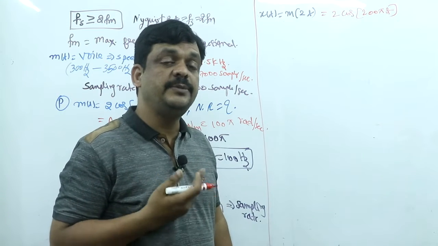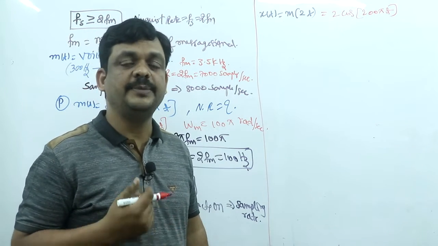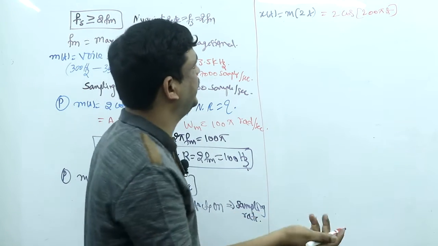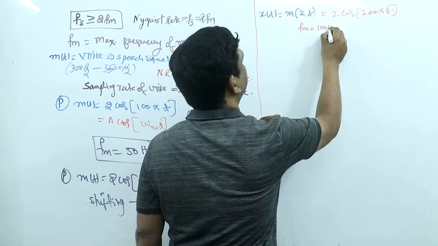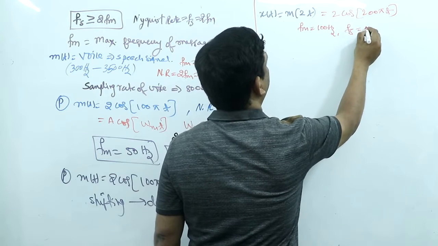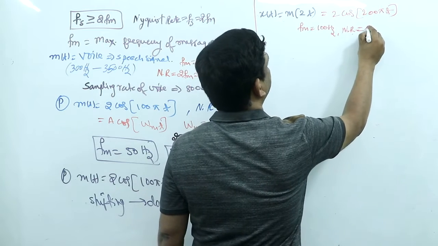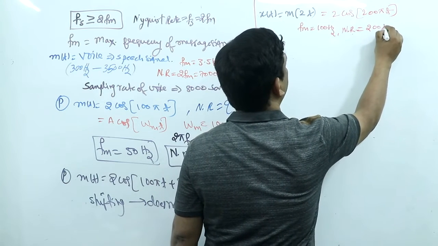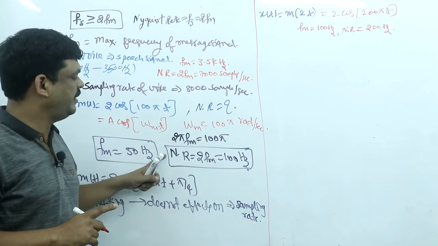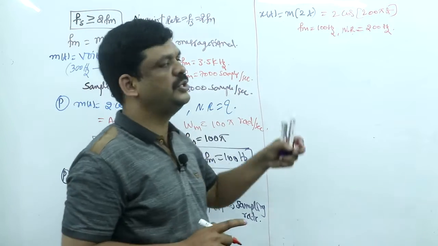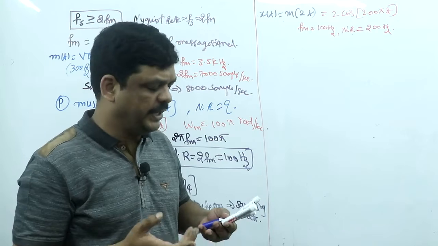That means the time scaling operation affects the sampling rate, right? Time scaling operation affects the sampling rate. See how much the sampling rate is here. From this we can write Fm is 100 hertz, and the sampling rate is the Nyquist rate. Generally, I am writing here the Nyquist rate is 2 into 100, that is 200 hertz. So before that scaling operation, the Nyquist rate is 100 hertz, now it becomes 200 hertz. So the time scaling operation affects the sampling rate.